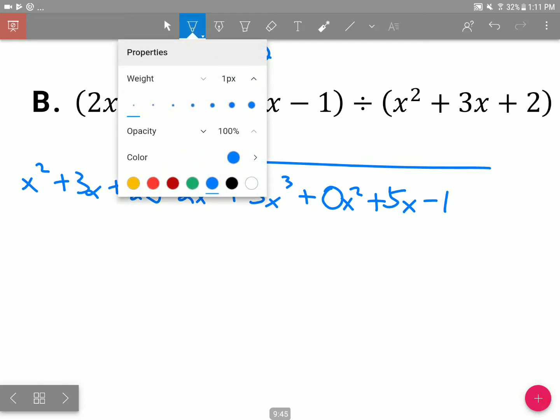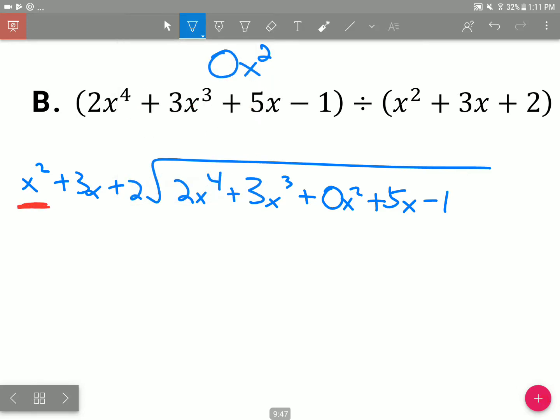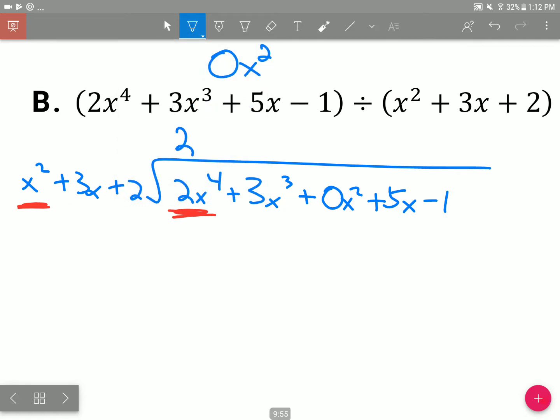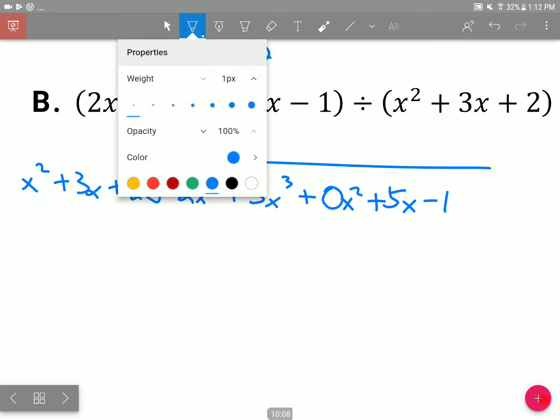So, this x squared, what do I got to multiply it by to make it a 2 out front? I got to multiply it by a 2. You're right. What about the x to the 4th? What do I got to multiply the x by to make it an x to the 4th? X squared, exactly. So here we go. 2x squared times x squared is x to the fourth. Good.